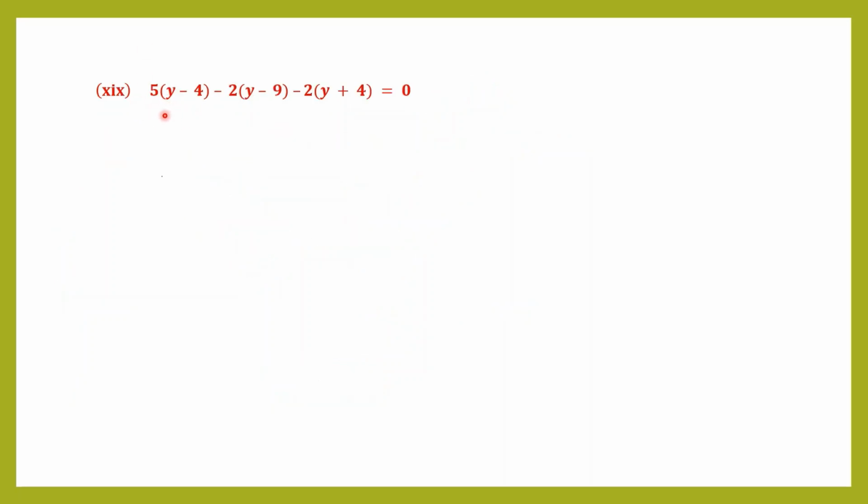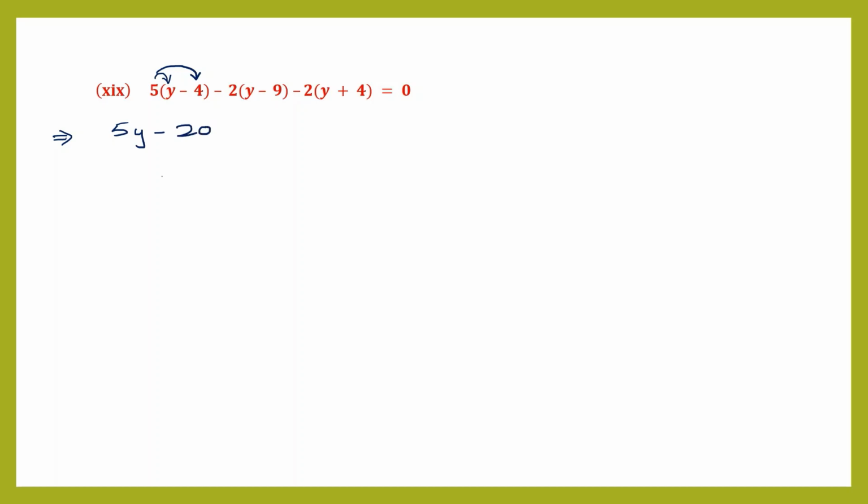Question 19. So we have all these terms on the left hand side and on the right hand side we have a 0. So we have to work all this out and find the value of y, which is the unknown term. So let's work out carefully. So first we need to multiply 5 into y. So let's begin that. 5 into y is 5y. Then you multiply 5 into minus 4. The sign is minus. 5 4s are 20.